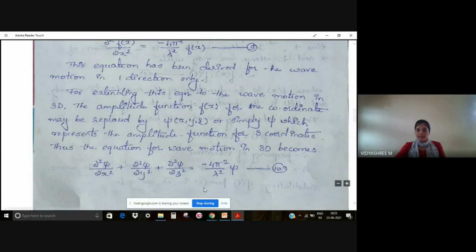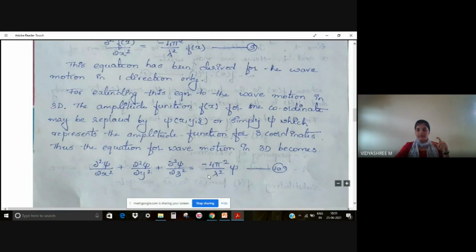Hence we can write equation 9 as delta square psi divided by delta x square plus delta square psi divided by delta y square plus delta square psi divided by delta z square. Now this particular expression on the left hand side gives us the wave amplitude function along three coordinates, which is equal to minus 4 pi square divided by lambda square into psi.